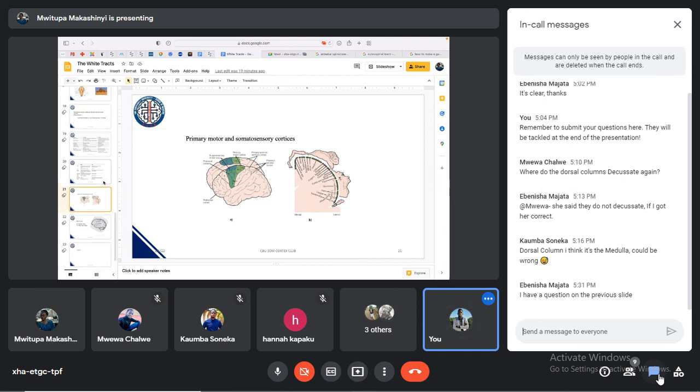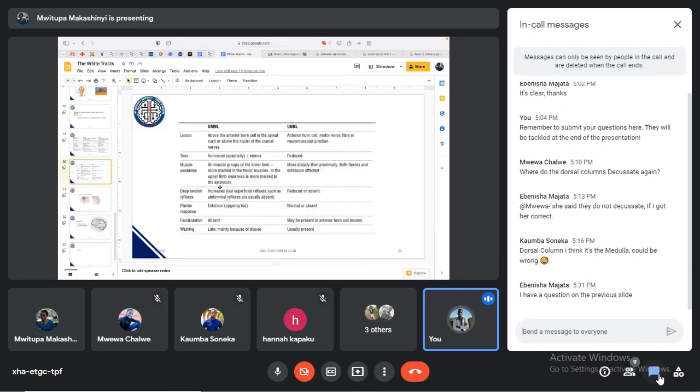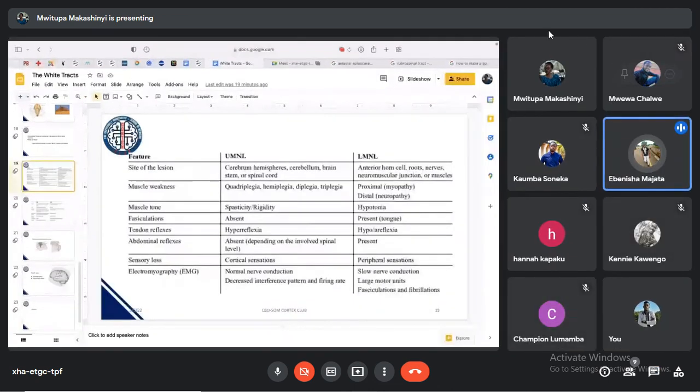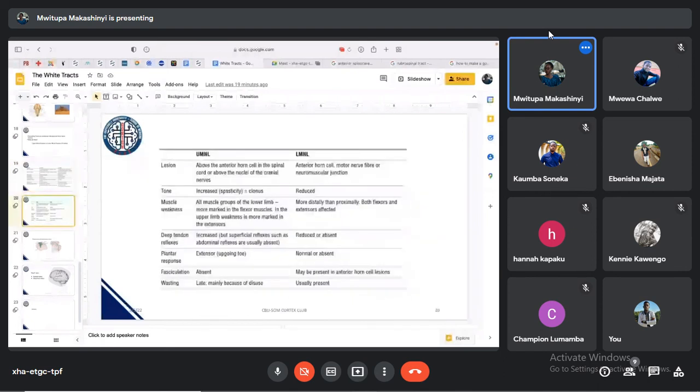Oh, there's a question from Ebenisha. He was saying he has a question on the previous slide, I think the slide before the sensory cortices. This one? So the slide before that. Ebenisha, is that this slide? Ebenisha, you can go ahead with your question. Yes, everyone, thank you so much. My question is on the next slide, slide 20. Okay, that's okay.